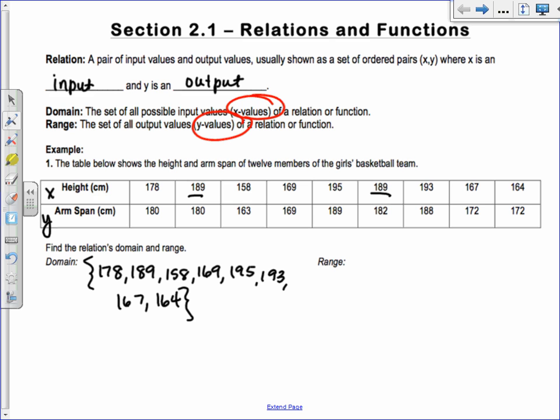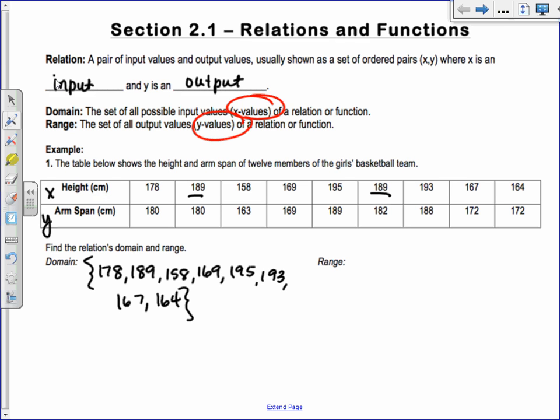I can't just list it and say it's 158 to 189. I can't do that because I don't have everything between there. So a lot of you guys, you can't say it like that because I don't have like 159, 160. I don't have all those values. So you can't just list it like that. You actually have to list out the individual things. This is called roster notation. So some of you guys missed that on your test. It's just a list of items.